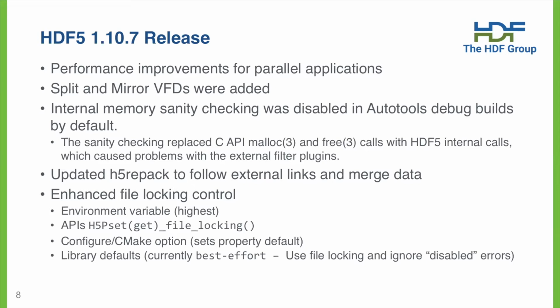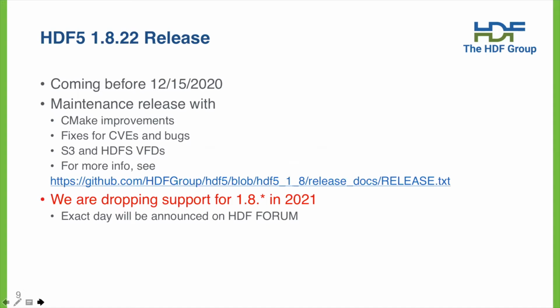And for our NeXus community, the synchrotron community, after many years we finally released h5repack that can now follow external links and merge data, so you can repack data into one file. There were improvements enhancing file locking control that we introduced with SWMR. And there are now four ways you can control file locking: with an environment variable, which has the highest priority, with the API, and with the configure options, what you want to do when you encounter a file locking feature on the file system, how you want the application to behave. And of course, there is a library default that uses file locking, but ignores disabled errors, so the application can proceed. It was a nice improvement to the library.